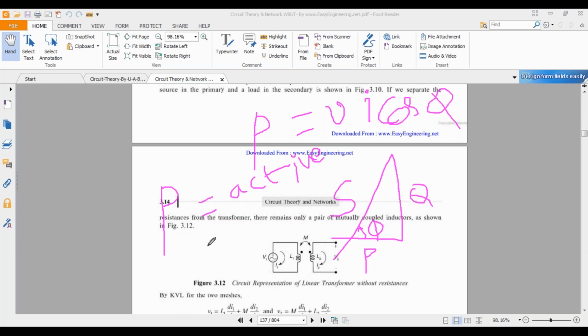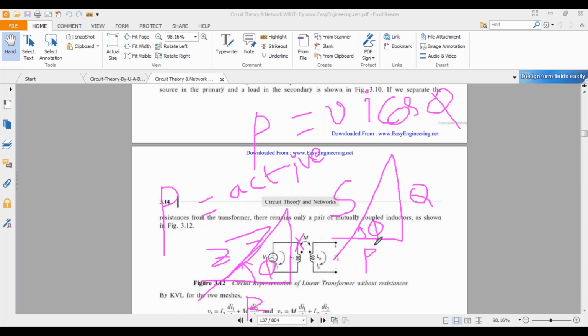Or in other words, in the case of an impedance triangle, this is your Z, this is your R, and this is your reactive term X. This is the phase angle phi. The phase angle between R and Z is called phi.